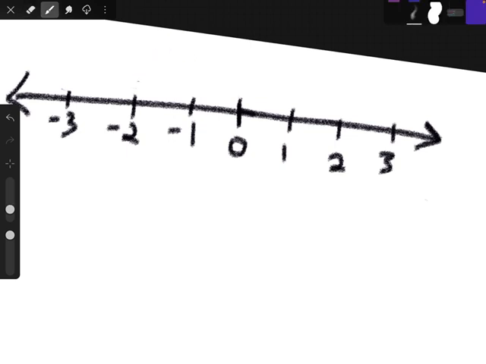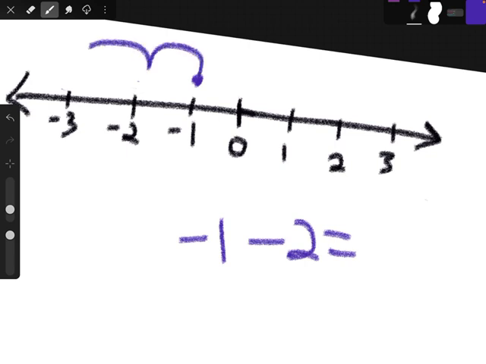Real quick, last one. If I said -1 minus 2, that would look like this: we start at -1, right? Then -2, that's 1, 2. So together that's -2, and that's -3. All right. I think if you guys have a number line, you can always solve this.